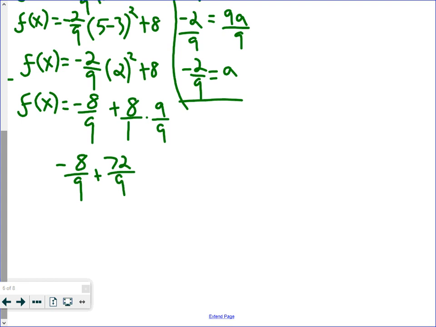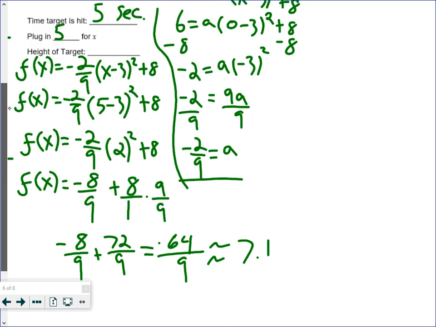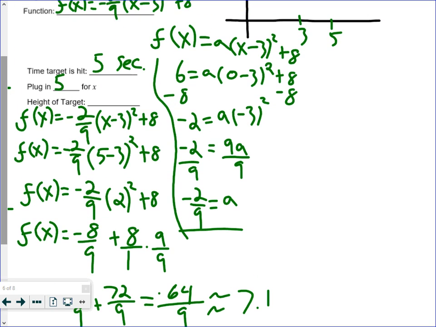And 72 divided by 9 is 8, so the value didn't change. So 72 minus 8 gives us positive 64. And we're putting all that over 9. The denominator just stays the same all the way across. So we get 64 over 9, which is, I believe, about 7.1. Okay, so we know the height of the target is 64 over 9, or about 7.1. Okay, and that's it for today, guys.